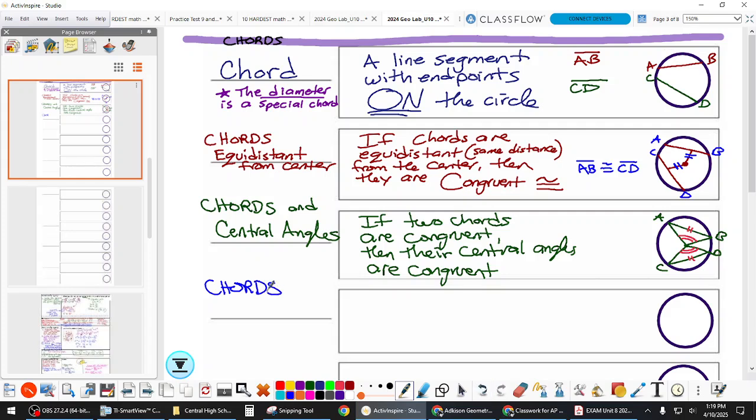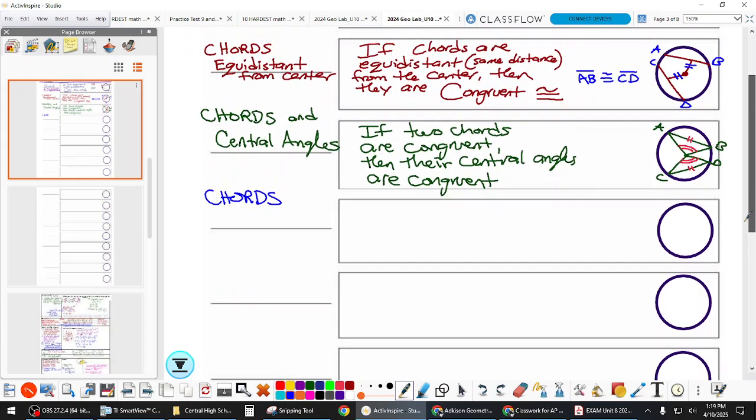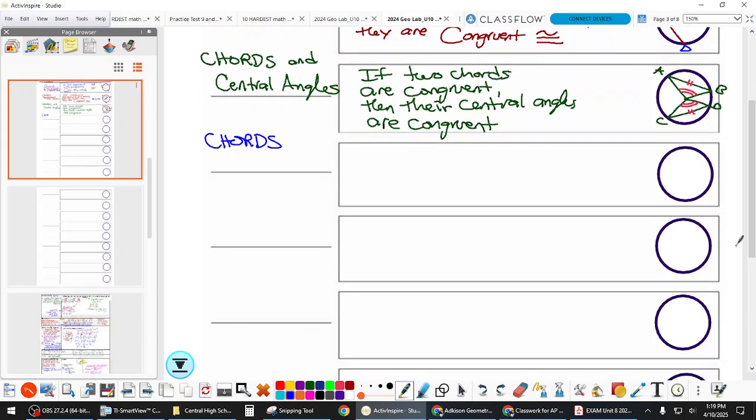Chords. Can I put that all the way, like, is that okay? So chords and arcs.